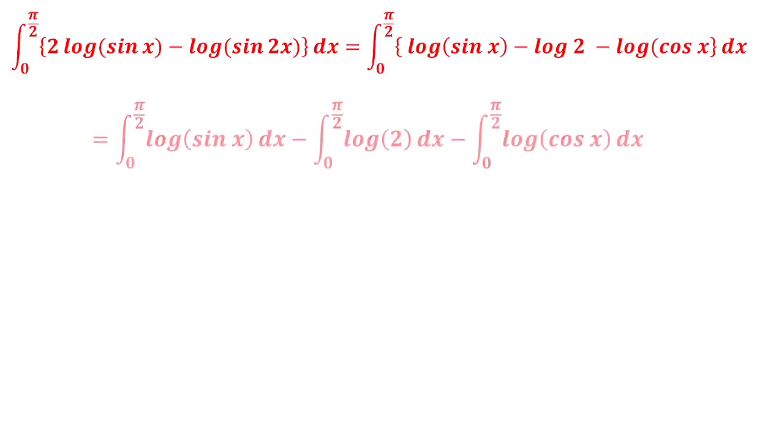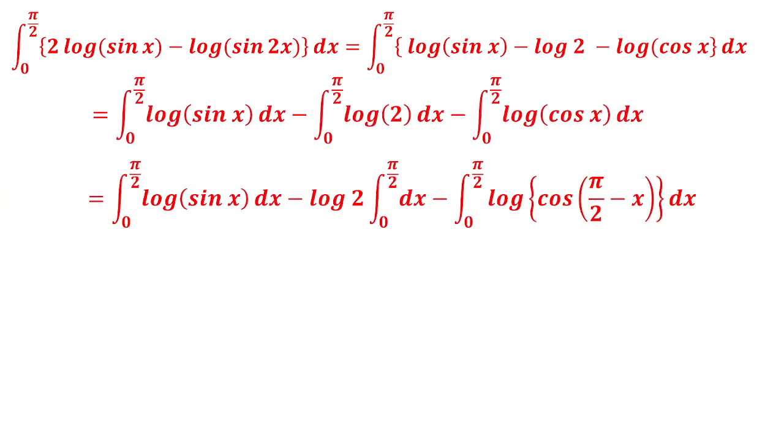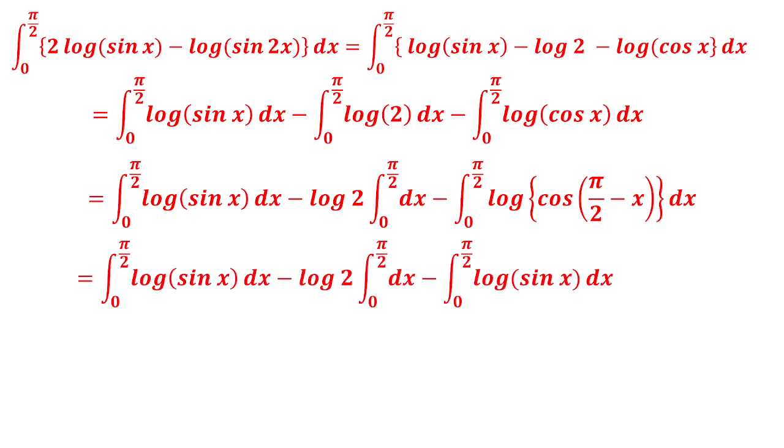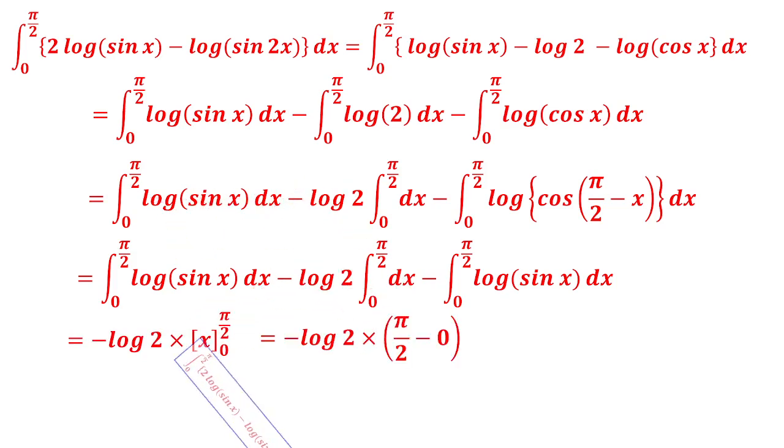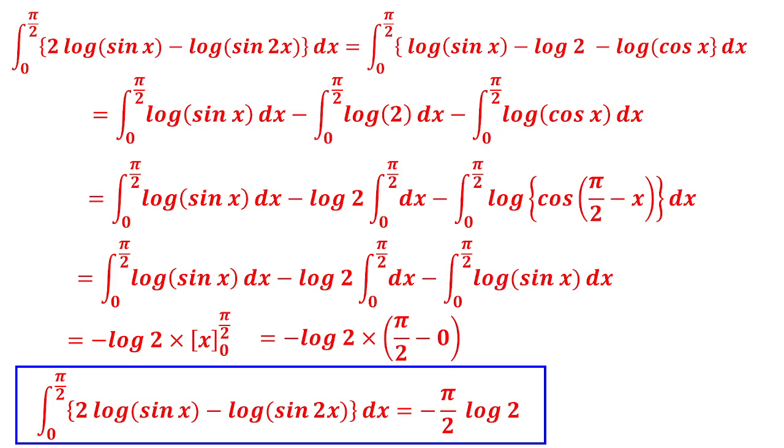Now you replace x by pi by 2 minus x. You can replace either in sin or cos. Don't do it in both. Therefore, in cos, I am replacing it by pi by 2 minus x. It will become log of sin x. Integral of log sin x gets cancelled. You are left with only minus log 2 integral dx. Therefore, the answer is minus pi by 2 log 2.